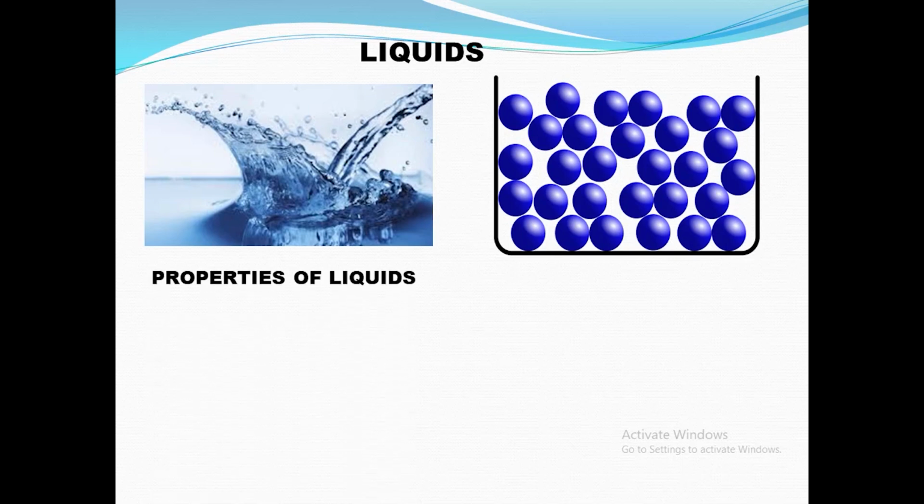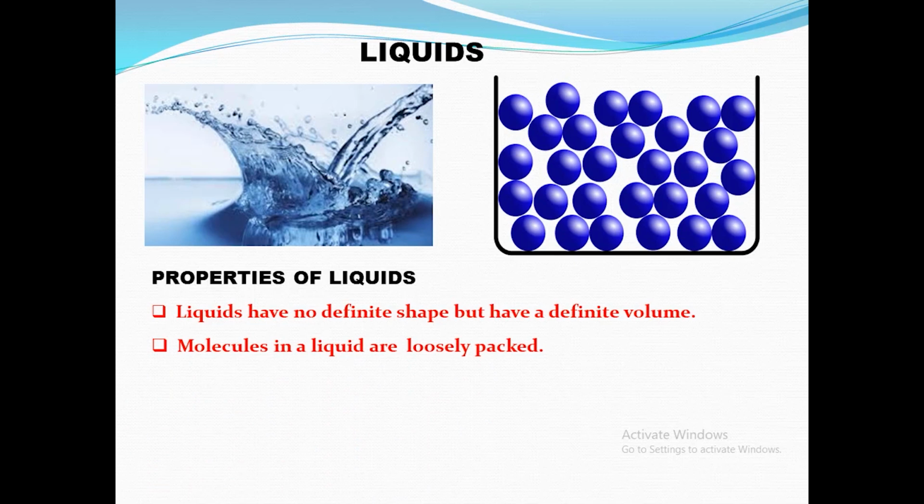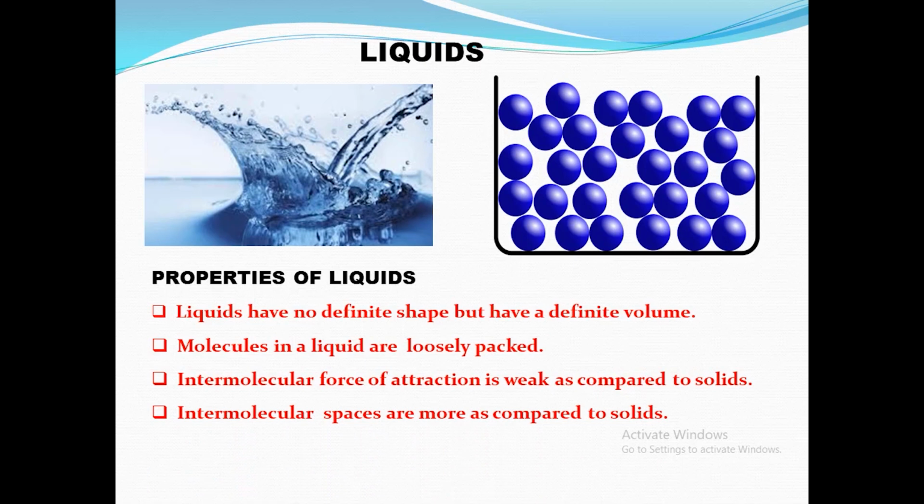Properties of liquids. Liquids have no definite shape but have a definite volume. Molecules in a liquid are loosely packed. Intermolecular force of attraction is weak as compared to solids. Intermolecular spaces are more as compared to solids. Liquids can flow.